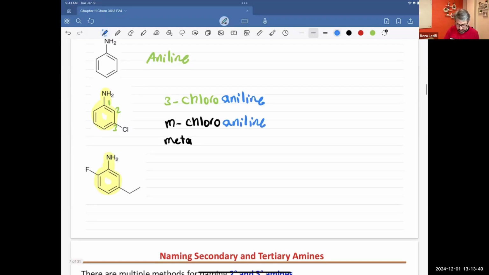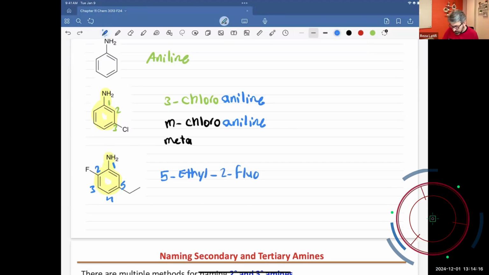And next one, I go from here, 1, because of the NH2, and I will switch to fluoro, because it's closer to the aniline. So I get 1, 2, and then 3, 4, 5. Okay, I have ethyl versus the fluoro, and ethyl will get priority. So this one will be 5-ethyl, and then 2-fluoro. And last thing, it will be aniline.